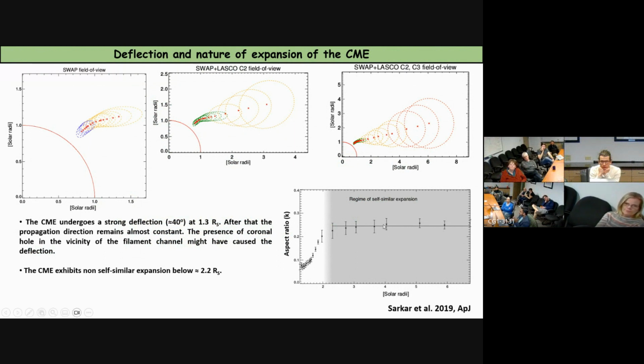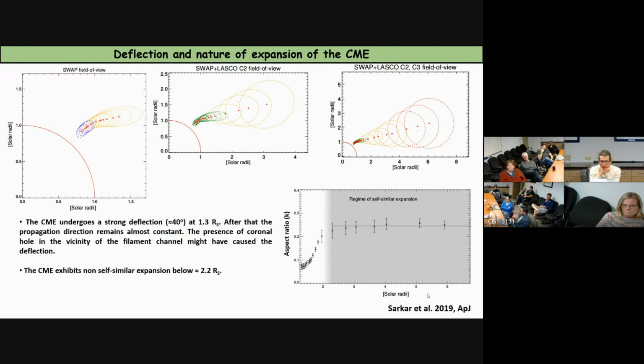So this is the regime of self-similar expansion, in which this aspect ratio is constant. The beauty of this is that if we know this aspect ratio close to the sun, say it is 0.22, and you want to model how the CME evolves at various heliocentric distances, for example the cross-sectional radius at 30 solar radii, you just need to multiply 30 by 0.22 to get the cross-sectional radius at 30 solar radii, because it almost remains constant.